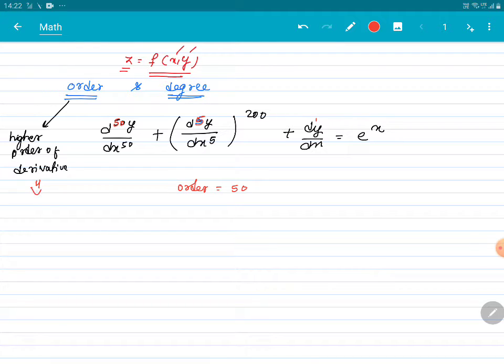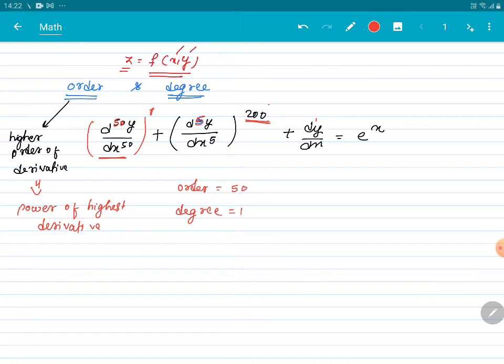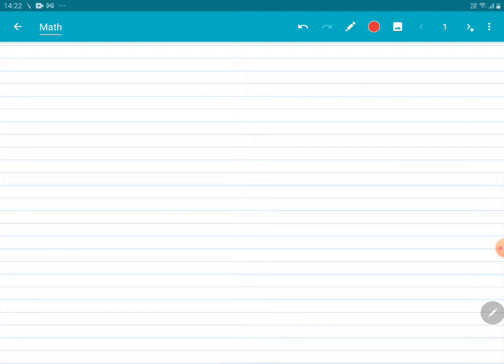What is the degree? Degree is the power of the highest derivative. The highest derivative is this one, so what is the power here? It is 1. It has 200 on the other term, but don't take that one. The degree is the power of the derivative whose order you found, so the degree here is 1. Clear?